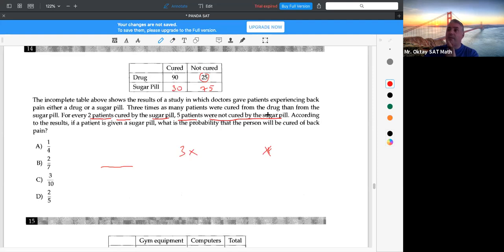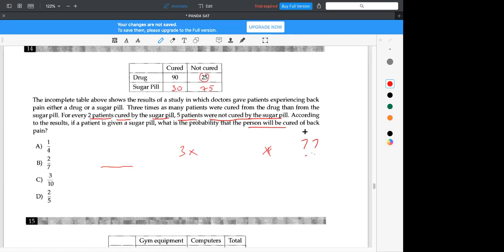One more time. For every 2 patients cured by the sugar pill, 5 patients were not cured by the sugar pill. According to the result, if a patient is given a sugar pill, what is the probability that the person will be cured? I don't have any idea, guys. Can you help me? I'm very stuck here.